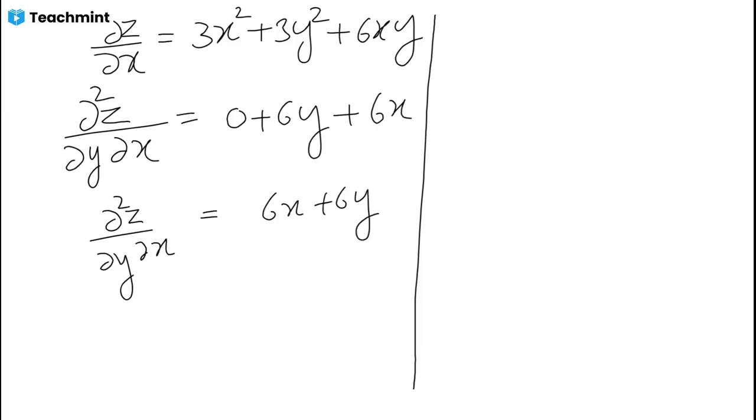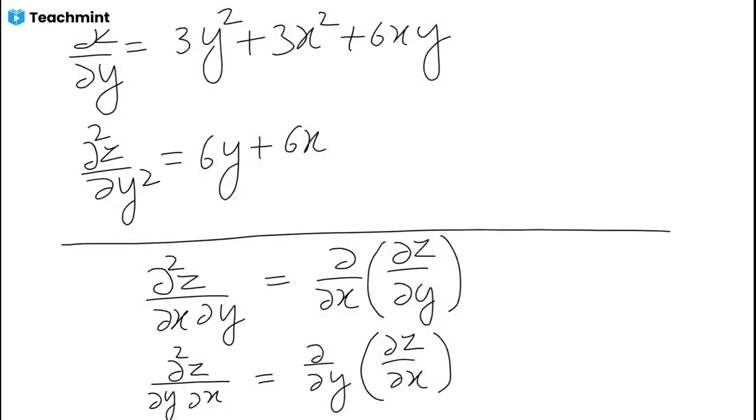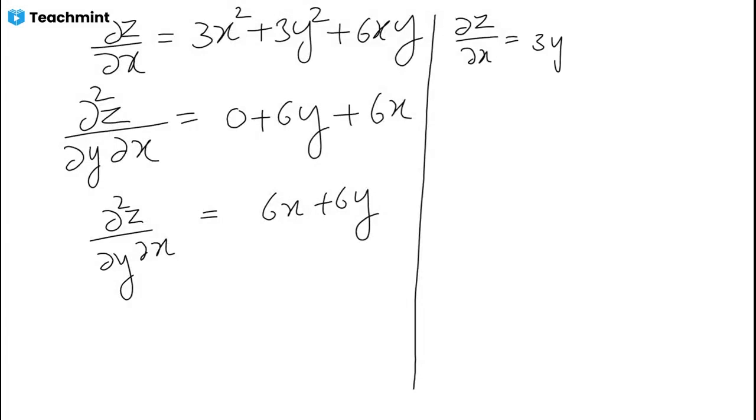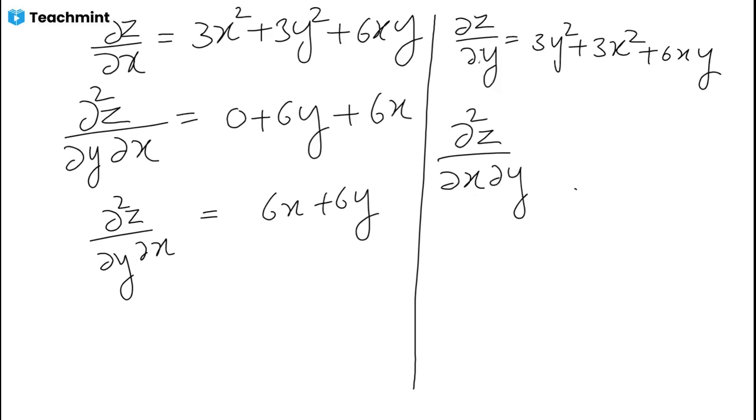Similarly, let us find the second order derivative the other way. Del z over del y is 3y square plus 3x square plus 6xy. Now we need to differentiate it again with respect to x. So this will be 0, 6x and plus 6y. So we have 6x plus 6y.